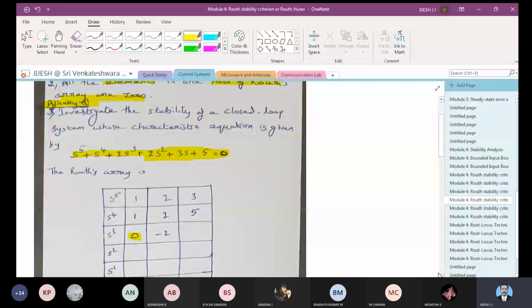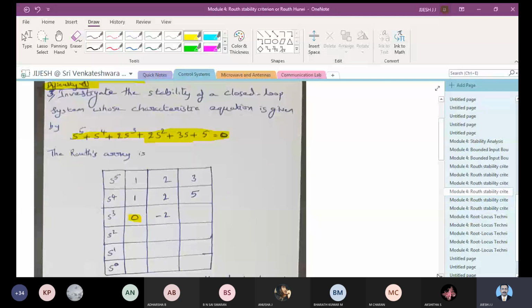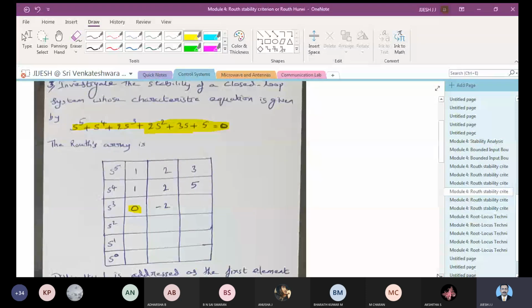So I am saying you, if a theory question is asked on roots criteria also, roots stability criteria, you have to write the difficulty 1 and difficulty 2 both. You have to write both difficulty 1 and difficulty 2 along with that theory question for roots stability.